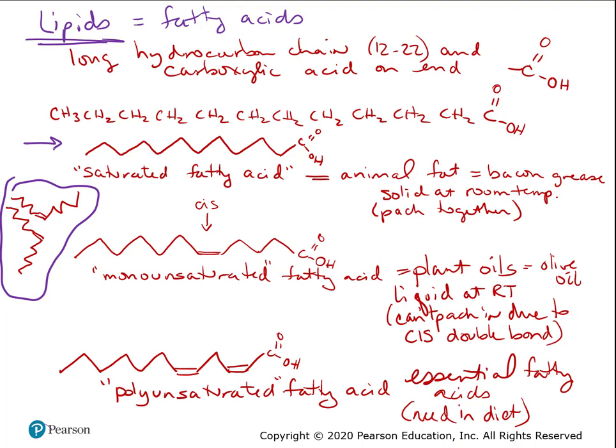Saturated fatty acids, the ones that have all single bonds, can pack in tightly together and become solid at room temperature. That's why bacon grease, meat drippings, and lard are all solid at room temperature, because they have a higher percent of saturated fatty acids than unsaturated.